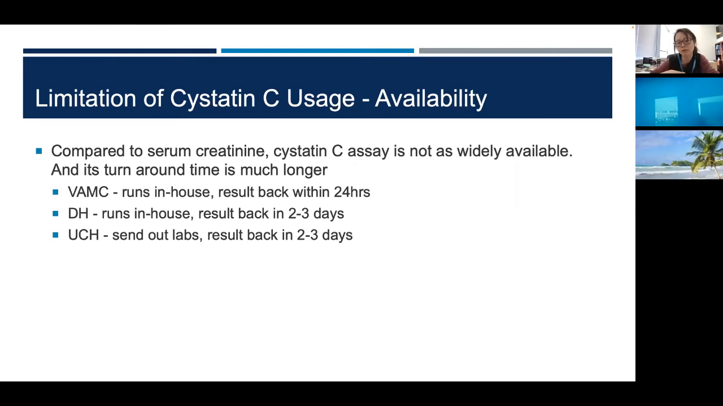And then, as I said, there is an issue with the instrumentation. Only 2 out of the 5 main companies that make chemistry instruments in the US actually make an instrument that's FDA approved to run the cystatin C assay. And there are only 2 companies that actually manufacture the reagent to run the cystatin C assay. So this is kind of the bottleneck right now.